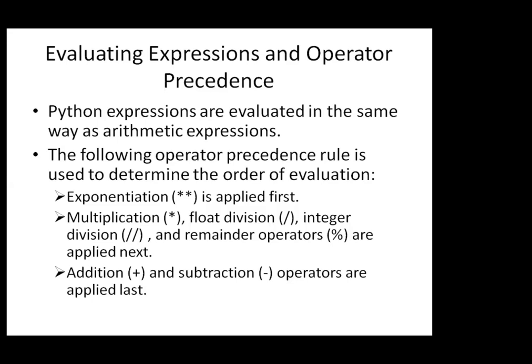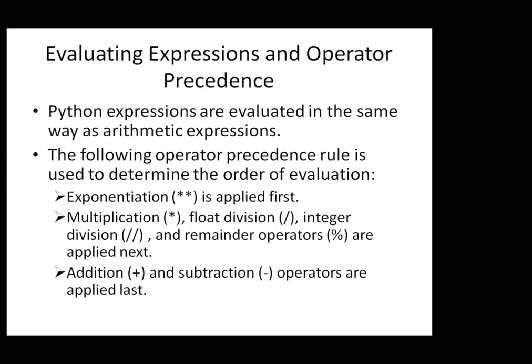Note if the expression contains several equal level operators, like if there is multiplication and float division in the same expression, or if there is an addition and subtraction in the same expression, then they are applied from left to right. Meaning, if the multiplication is to the left of the float division, then first the numbers are multiplied, then they are divided. That's how it works in Python.